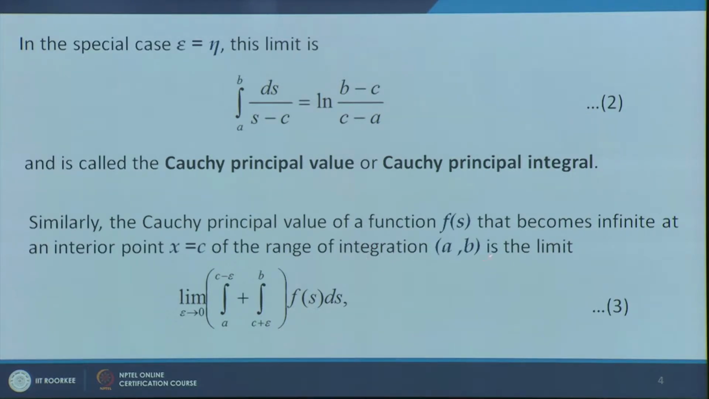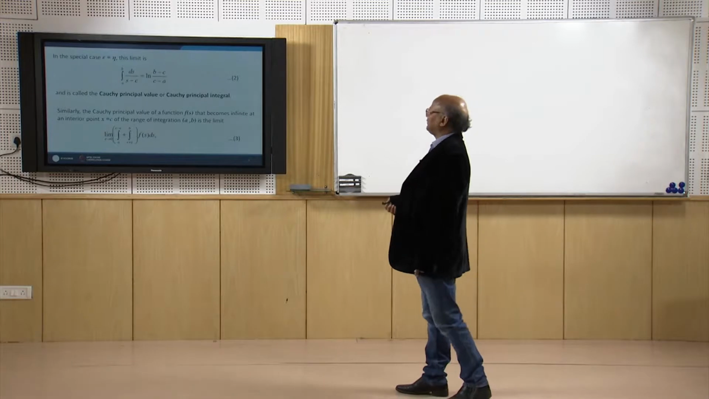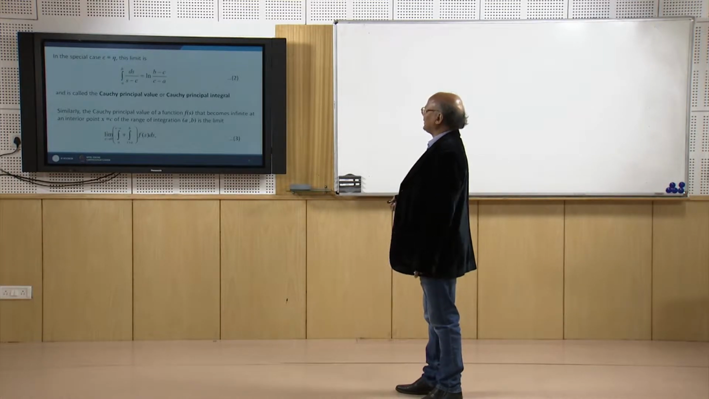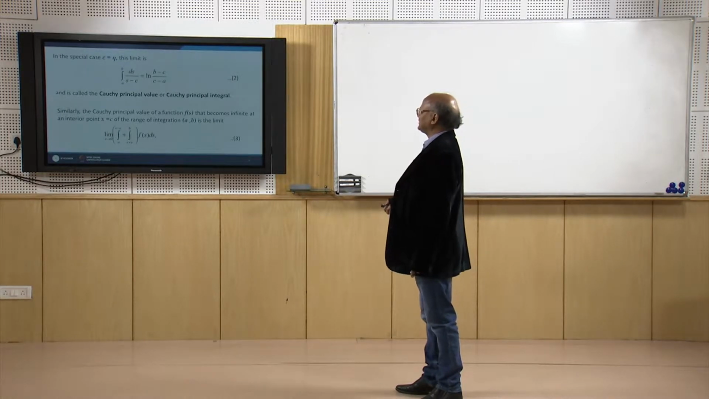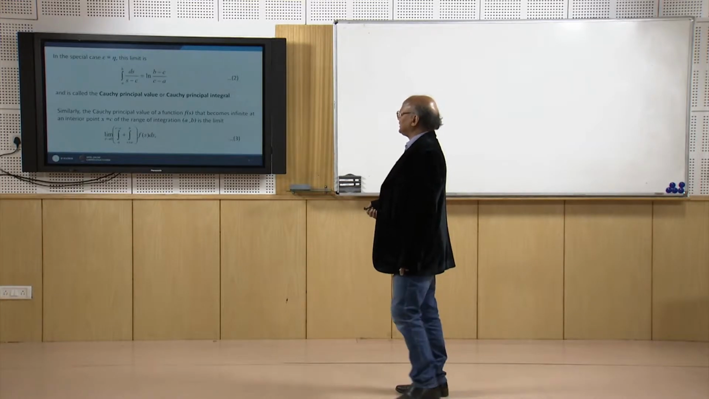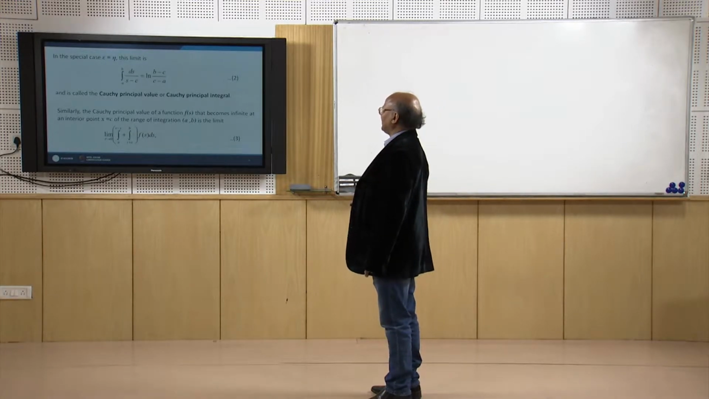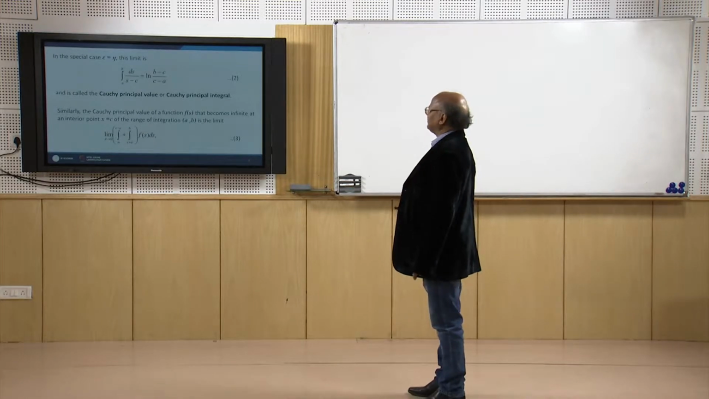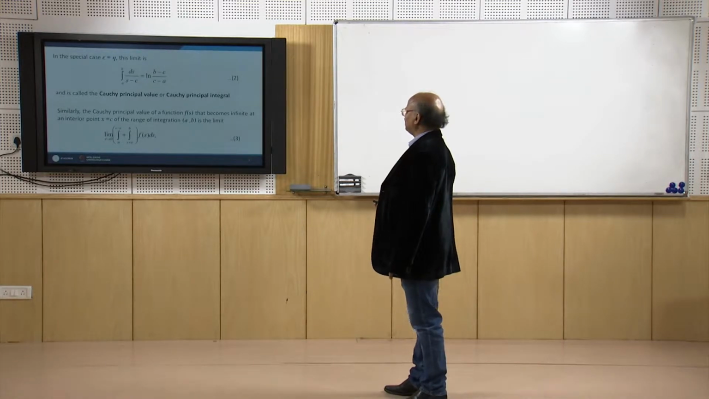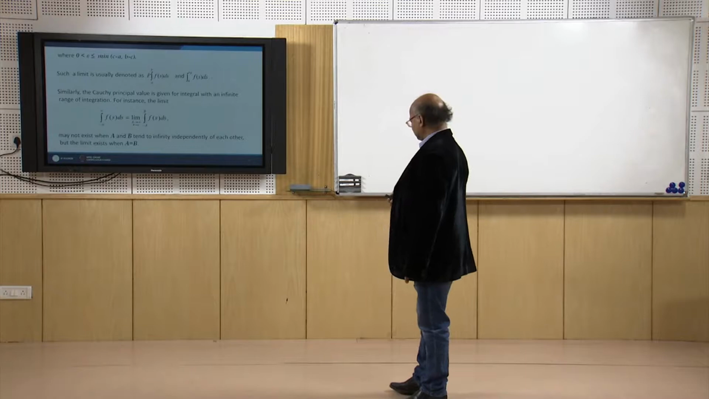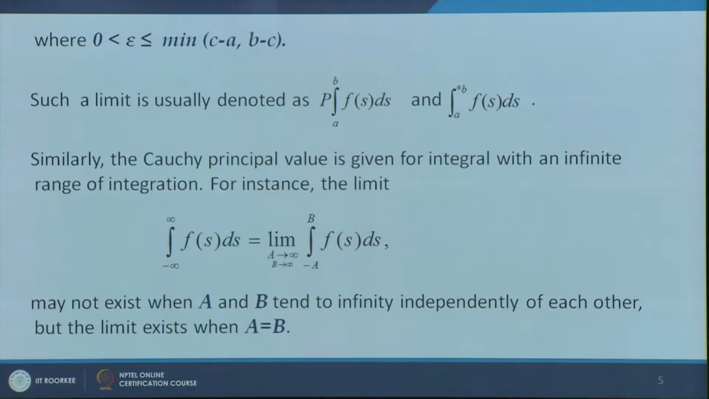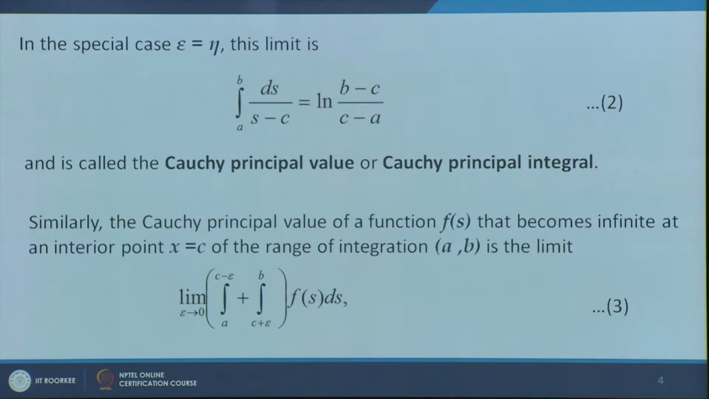c of the range of integration ab is the limit. So in general, we can define the Cauchy principal value of a function f(s) as limit epsilon tends to 0 of the integral a to c minus epsilon plus the integral c plus epsilon to b f(s) ds. That means we take eta to be equal to epsilon. Then when this limit exists, it is called the Cauchy principal value of the integral a to b f(s) ds. Here epsilon is greater than 0 but less than or equal to the minimum of c minus a and b minus c, because we are considering a neighborhood of the point c. So epsilon has to be like that.